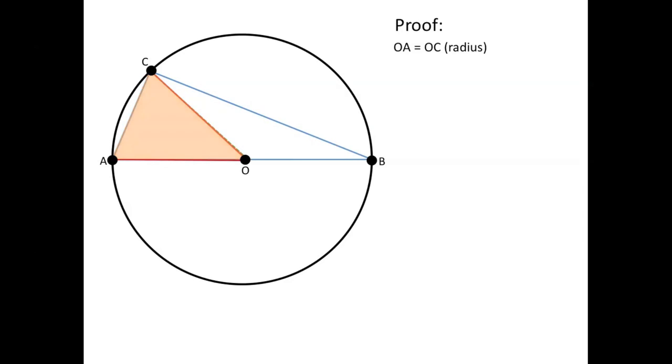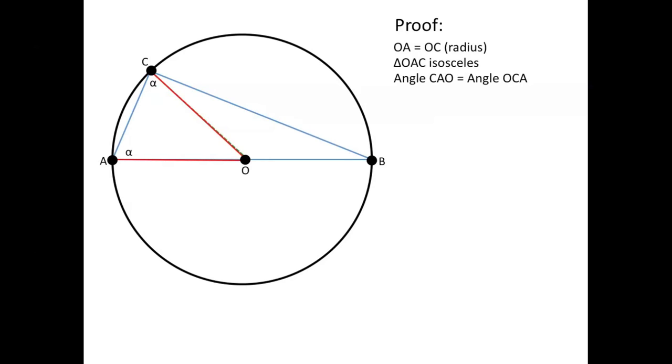So since triangle OAC is isosceles, that means that its base angles, which is a property of isosceles triangles, are equal. So the base angles are angle CAO and angle OCA, and we can mark those as alpha. Now let's move on to the next step of the proof.